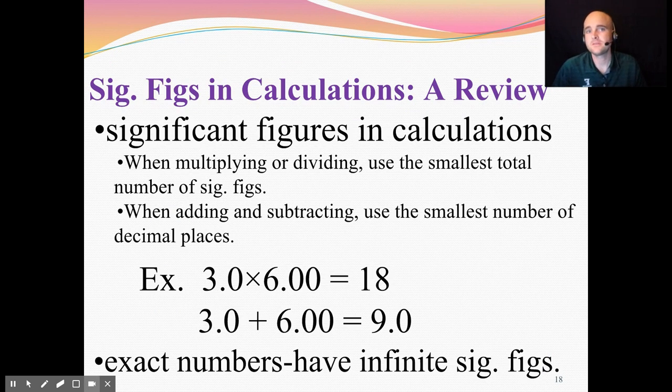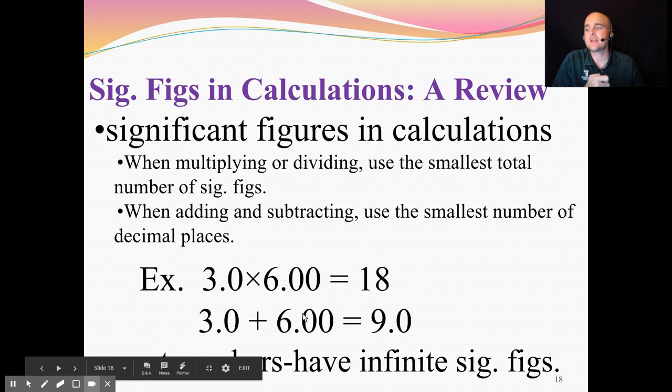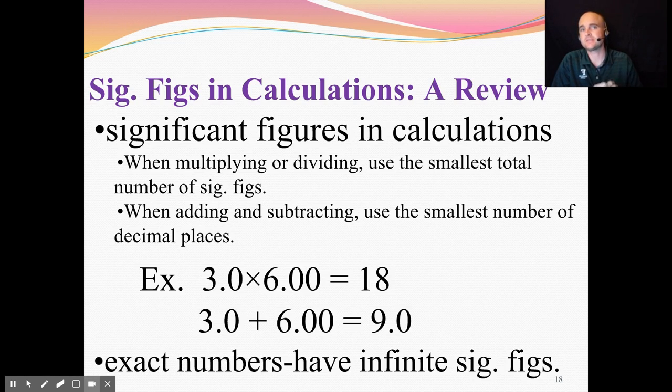In our calculations, we'll have to remember a couple rules. When you multiply and divide, you want to use the smallest total number of sig figs. So if there's 2 sig figs here and 3 sig figs here, your answer should have the least number of sig figs, which is 2. But if you are adding and subtracting, you need to use the least number of decimal places. You want to keep those decimal places.